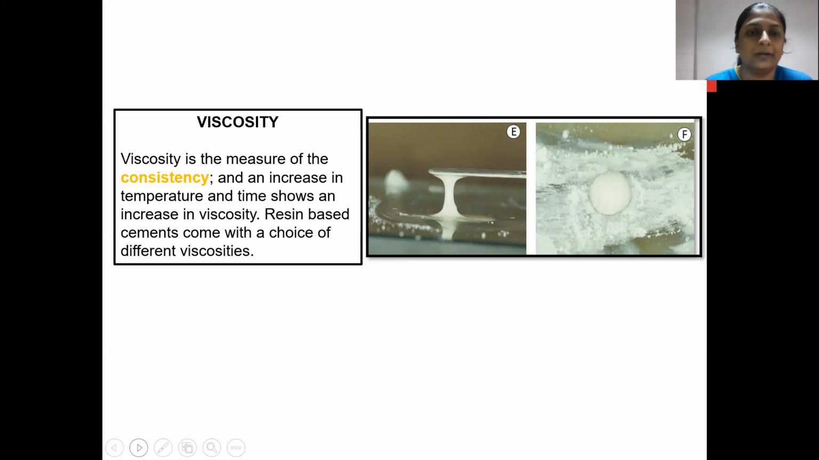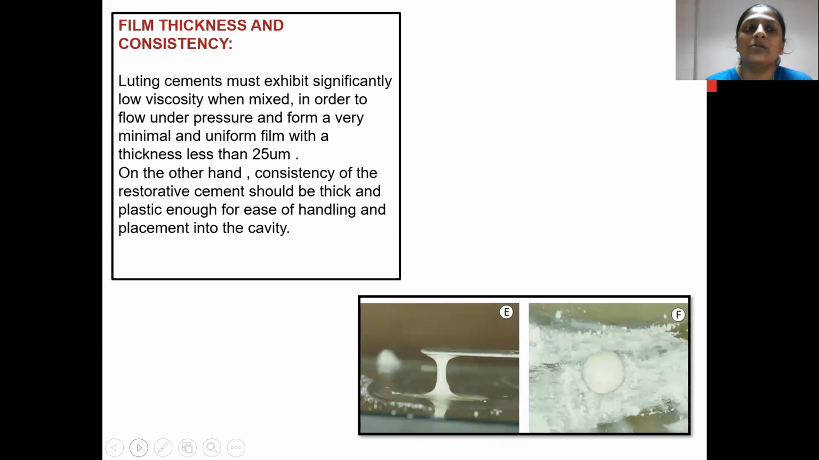it is going to be a thinner mix. Then we go to something known as film thickness and consistency. Film thickness is when you put a cement in between a restoration or a process and the cavity.